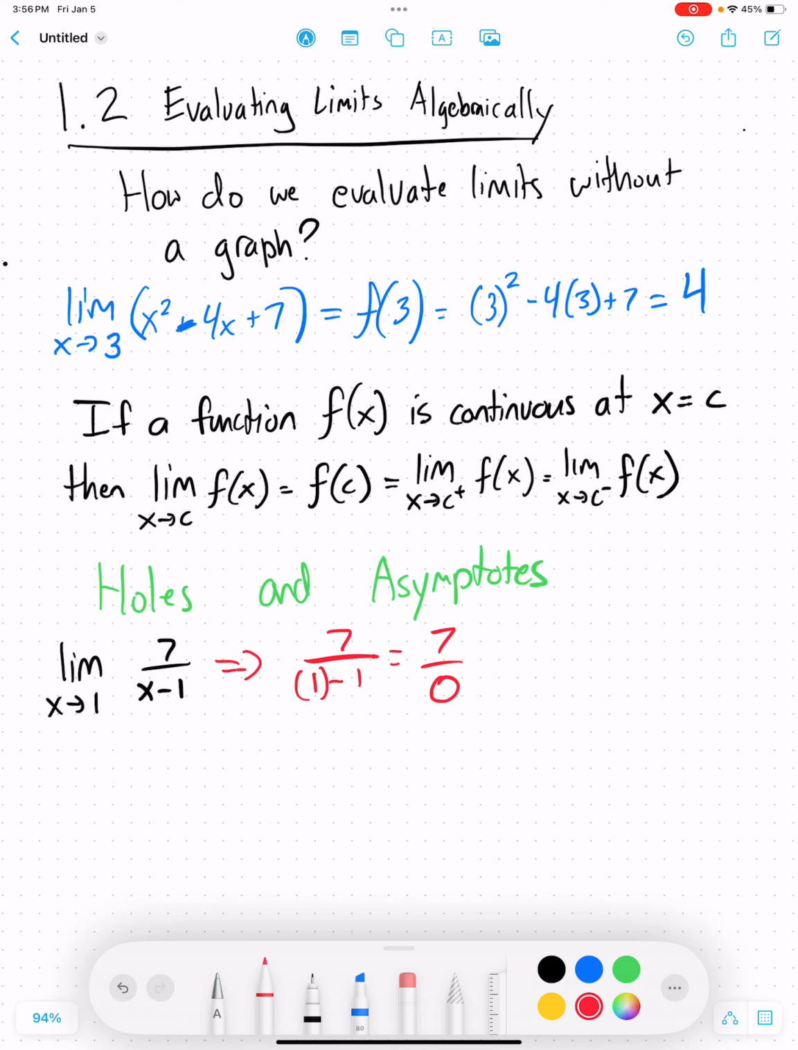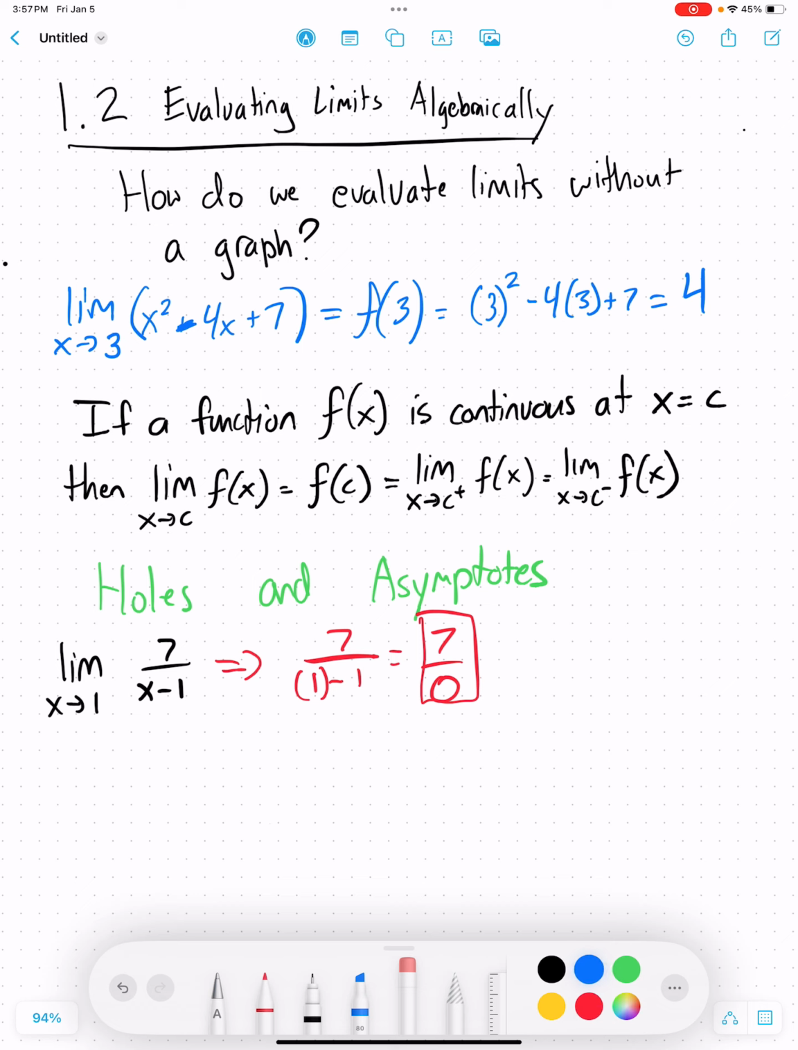Okay, so sure enough, when I plug in 1, I get 0 in the denominator, which hopefully you know by now is a big mathematical no-no. We don't want 0 in the denominator. So, sure enough, I have a discontinuity at x equals 1. But this wasn't a waste of time. This still tells me something. What does it tell me?